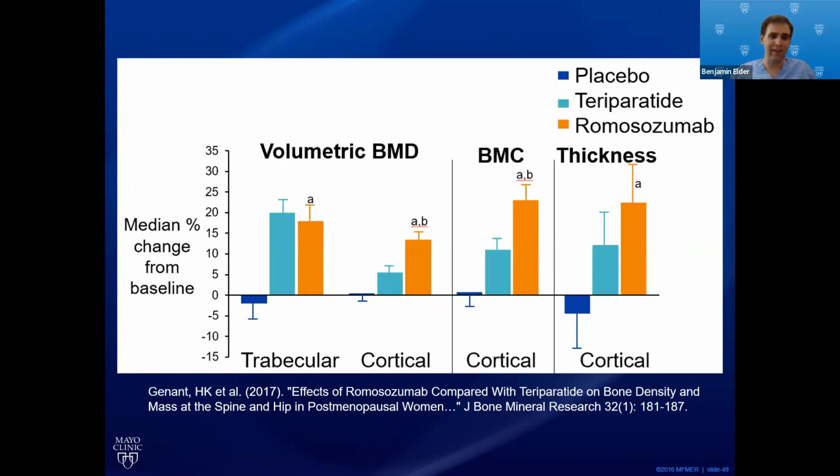And then looking at volumetric bone density, again, we see romosozumab is about the same as teriparatide, but it also has a significant increase in the cortical bone as well.